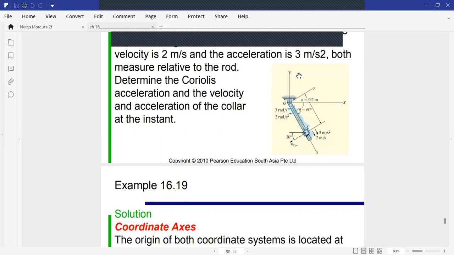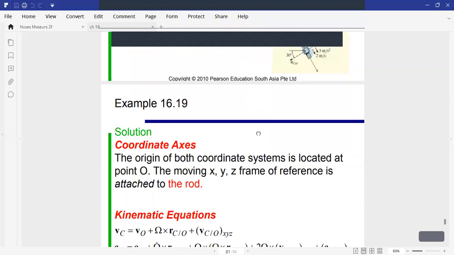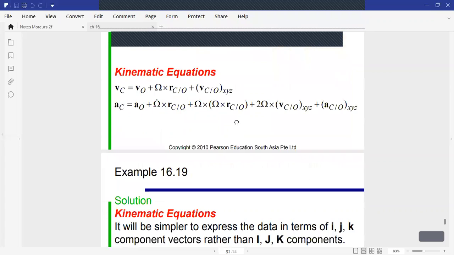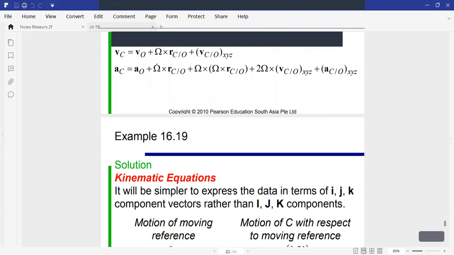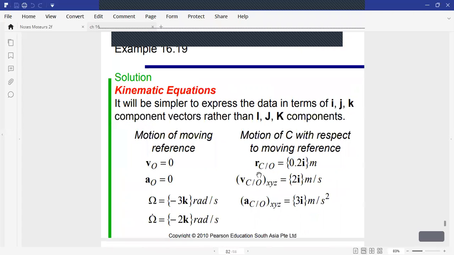Here, omega and alpha are in the clockwise direction. So with the right-hand rule, they are along minus k. So I have omega equal to minus 3k and alpha equal to minus 2k. Now I can apply my relations. I go back to my vectorial relations, after I found the expression of all my vectors. And since O is fixed, VO is 0 and AO is 0.